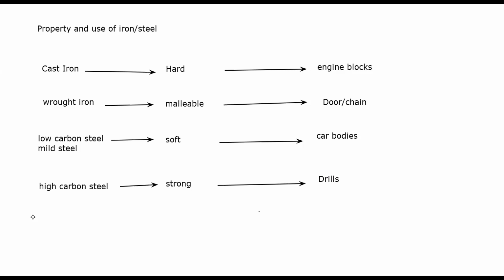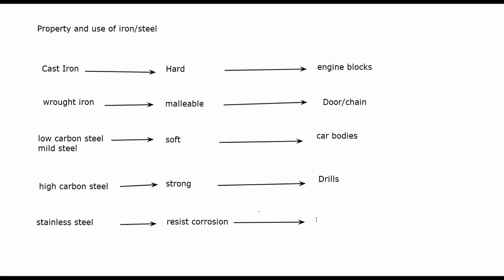And alloy steel or stainless steel, which is a mixture of nickel, chromium, and iron. It resists corrosion, does not rust. Corrosion reduces the strength of the metal. So stainless steel resists corrosion.